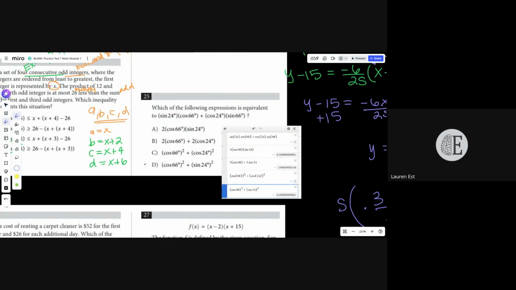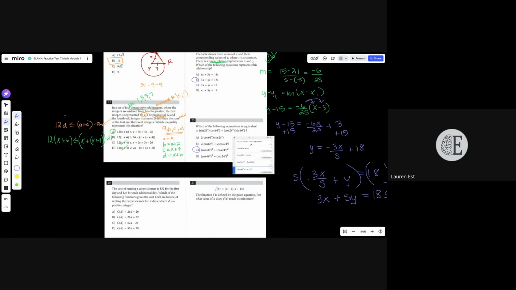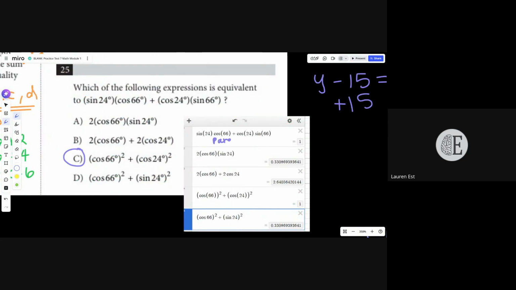I'm not sure, there's probably like a double or half angle formula. Make sure you don't pick the wrong one, they think that's D. This is my parent function. I'll label it. And then this is A, B, C, D. It is this one.